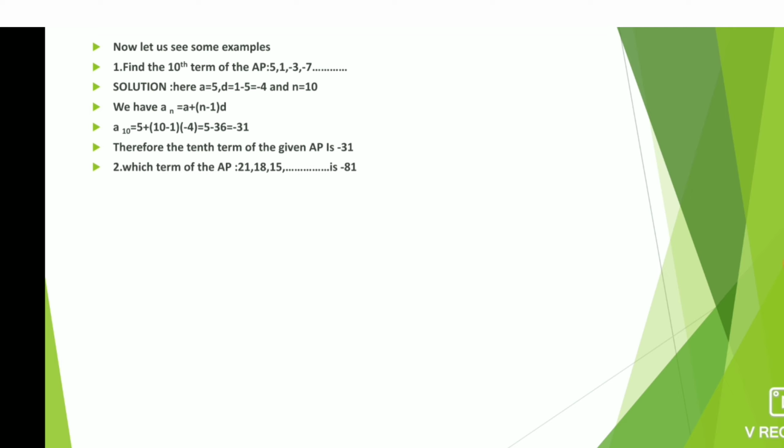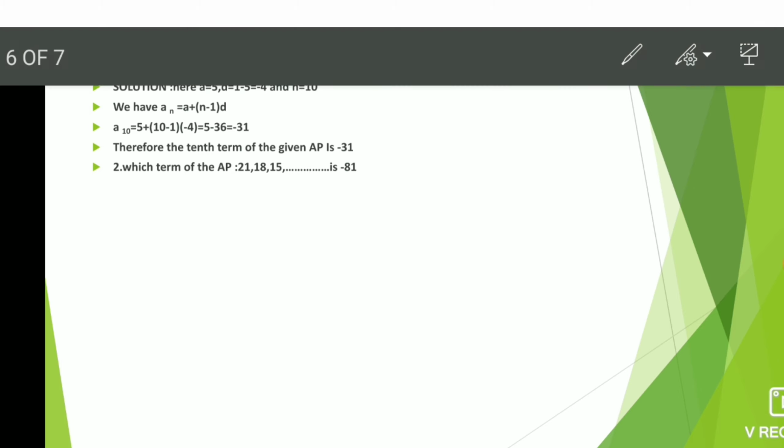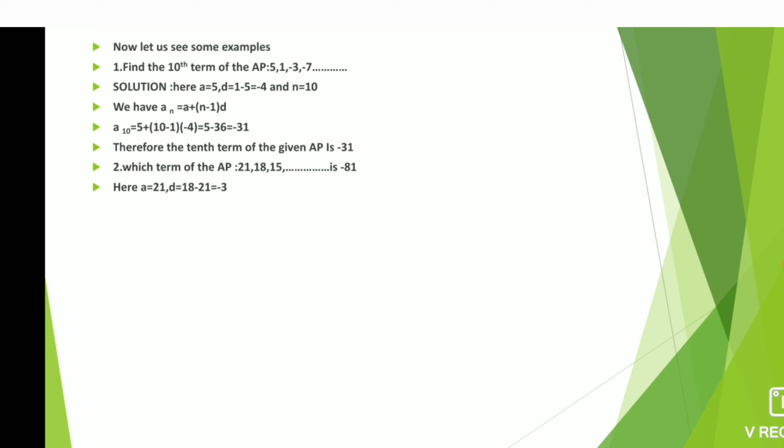Next, which term of the AP 21, 18, 15 and so on is minus 81? Children, these are very important sums for 2 marks, so listen carefully and practice well. Here a is equal to 21, d is equal to 18 minus 21, which is equal to minus 3. And if an is equal to minus 81, we have to find n. an is equal to a plus n minus 1 into d. Then minus 81 is equal to 21 plus n minus 1 into minus 3.